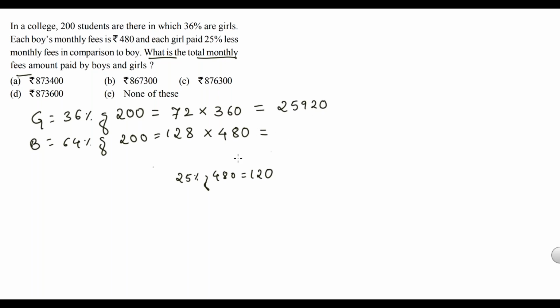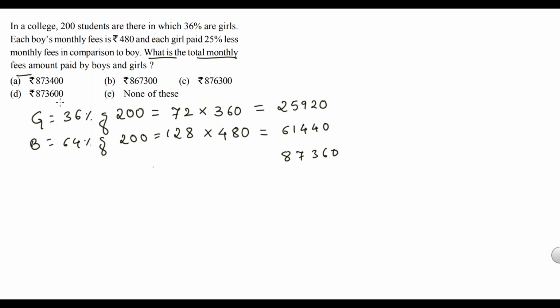Okay. 128 into 480. 61440. Okay. The sum of these two will be how much? 87,360. So 87,360 is not there.